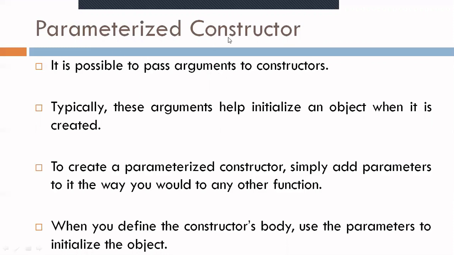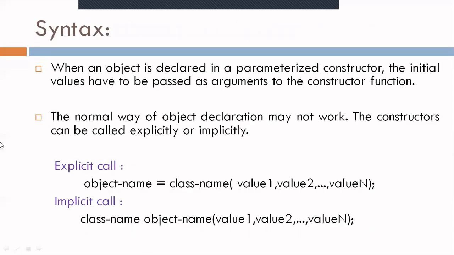parameterized constructor. To create a parameterized constructor, we simply need to add parameters to it the way we add them to other normal functions. Whenever you define the constructor's body, use these parameters to initialize the object. Simply, we need to use the value of parameters to initialize the data members of that particular object. So, let's see the syntax.